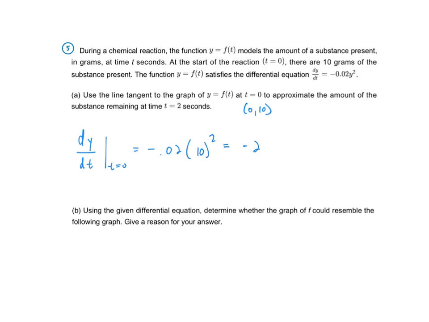So use a tangent line to approximate. Okay, so the tangent line equals negative 2t, and then plus 10. 10's our y-intercept, so that's b. Okay, now we'll evaluate this at t equals 2.